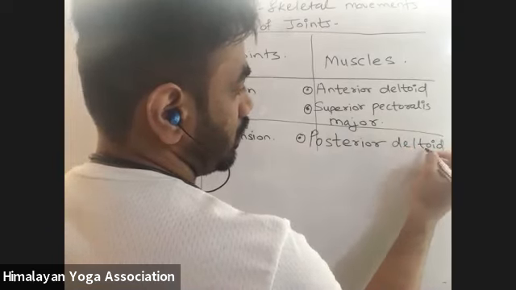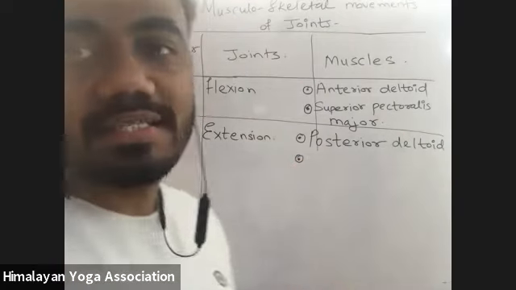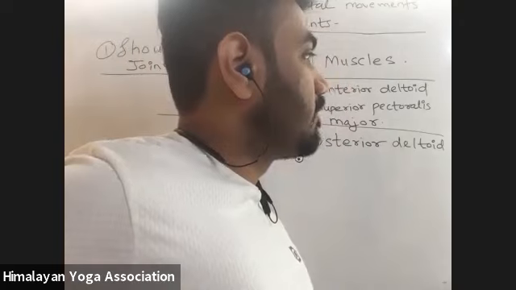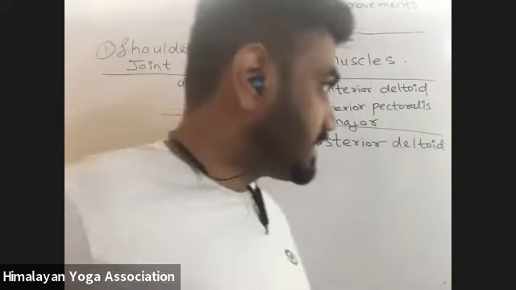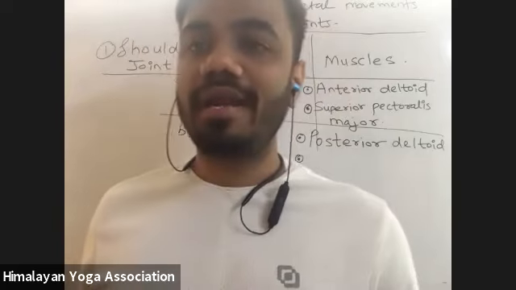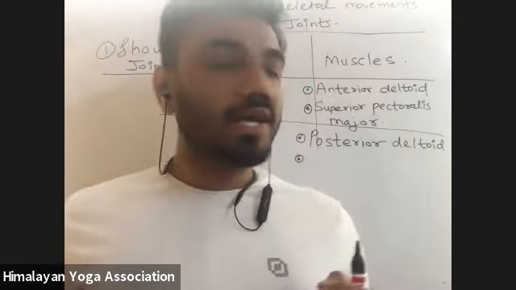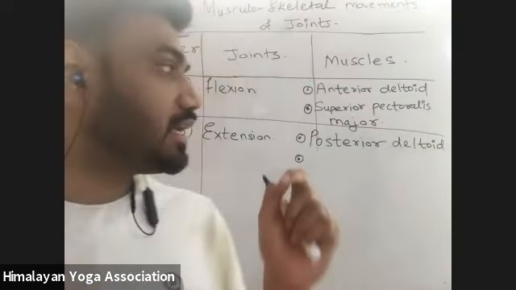So extension is when we raise our arms to the side? No, extension means when we take our arm at the back. Ah, okay. Flexion means when we take our arm in the front. Extension is when we take our arm at the back. So we extend our arm at the back. At that time, what happens in this action?